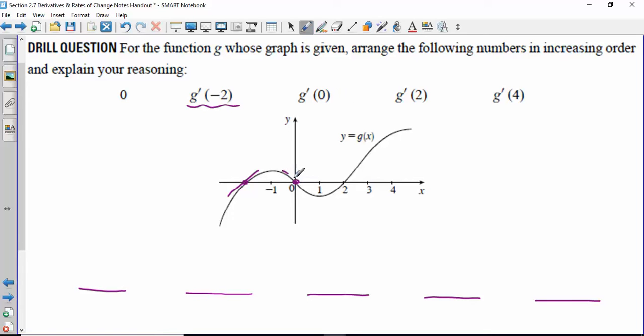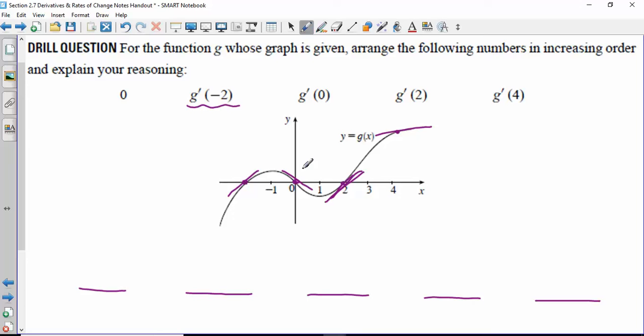G prime of 0. So that would be the slope of this tangent line. G prime of 2 would be the slope of this tangent line. G prime of 4. All right, if I'm looking at these, one of these lines stands out to me as being different than all the rest.